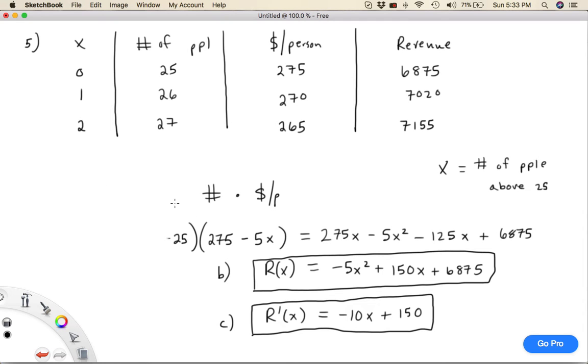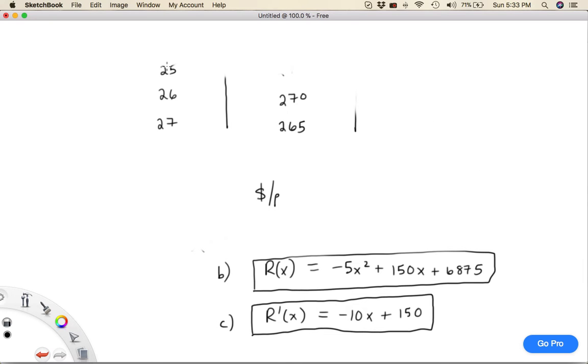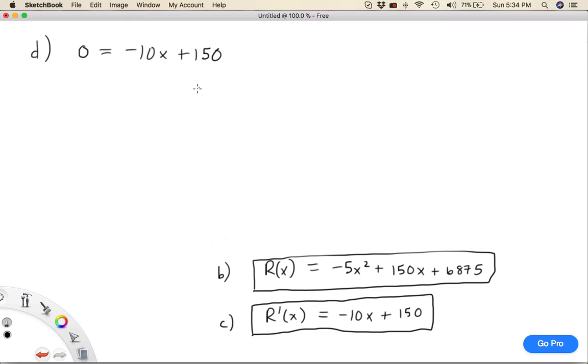So let me erase some of this. I'm going to leave our functions because we probably still need them. But I am going to erase the table. Hopefully we don't need that. Okay. So for part D, find the x value, which is really the number of customers, for which the revenue would be maximized. So we're going to take our derivative and we're going to make it 0. So we get 0 equals negative 10x plus 150. You subtract 150, you divide by 10, you find out x should be 15.